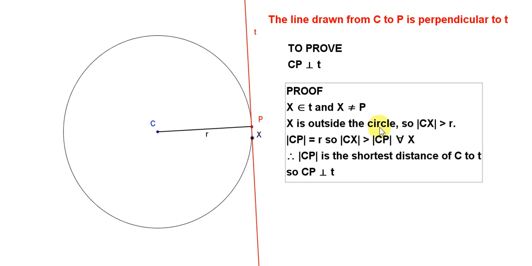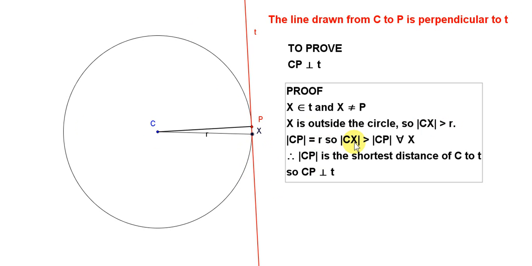Now if a point is outside the circle, it means the distance of the centre of the circle to that point must be greater than the radius, so the distance of C to x must be greater than r. But r is just the distance of C to P.